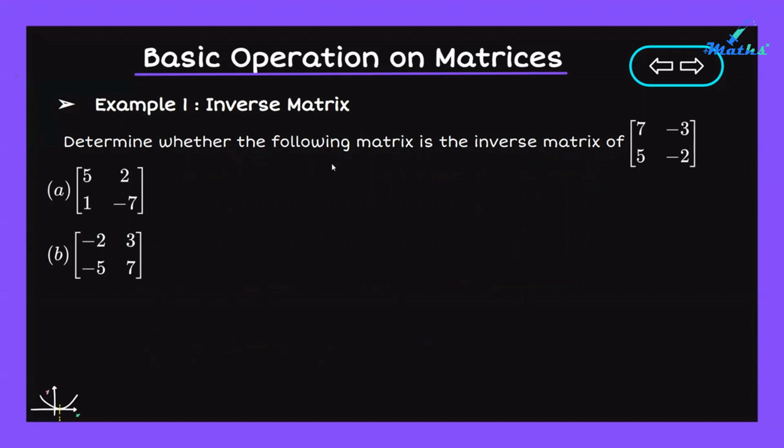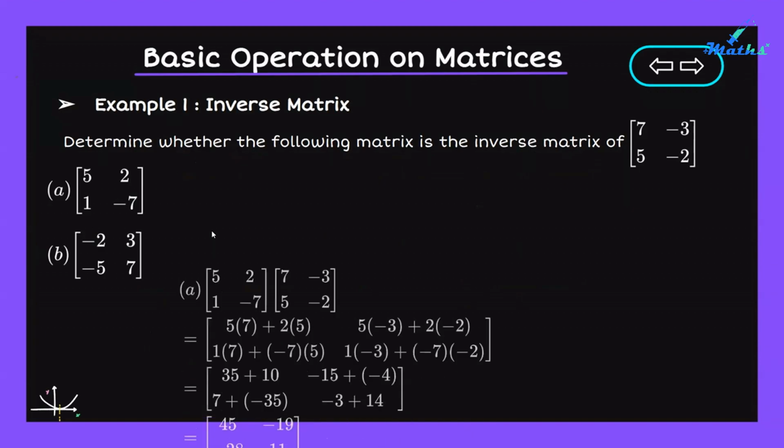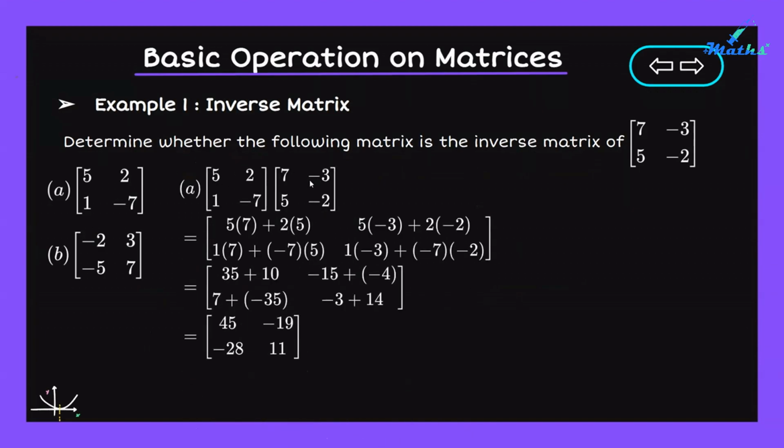Here is an inverse matrix example. Tell me whether the following matrix is the inverse matrix of 7, -3, 5, -2. So there are A and B. Let's see the answer first. We multiply together this matrix and this matrix. So 5 times 7 plus 2 times 5. Another one is 5 times -3 plus 2 times -2. And then 1 times 7 plus -7 times 5. Then 1 times -3 plus -7 times -2. And then multiply together, add or subtract, and then we will get this matrix.